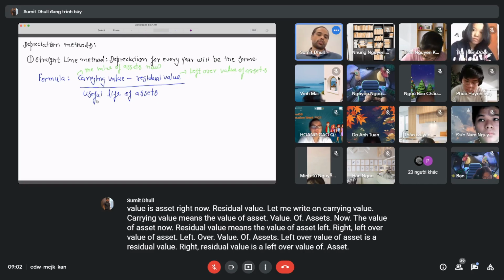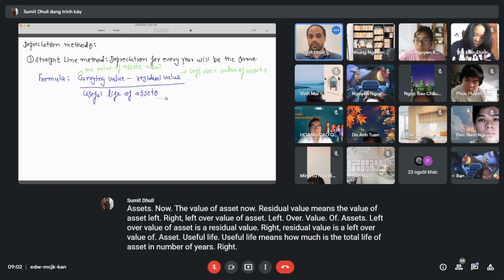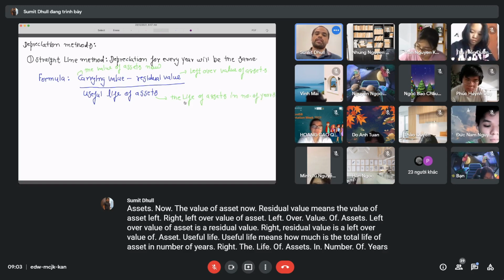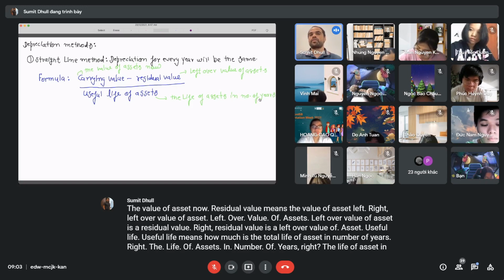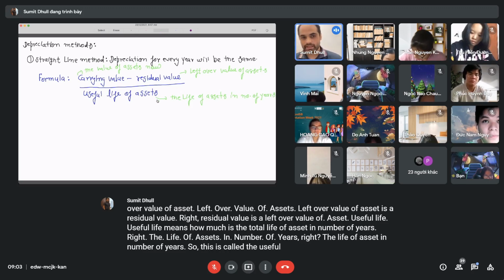Useful life means how much is the total life of the asset in number of years. The life of the asset in number of years. So this is called the useful life of the asset, right?